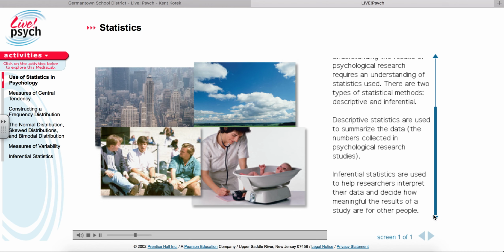Descriptive statistics are used to summarize the data, the numbers collected in psychological research studies. Inferential statistics are used to help researchers interpret their data and decide how meaningful the results of a study are for other people.